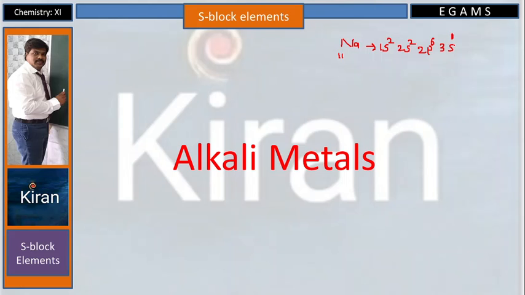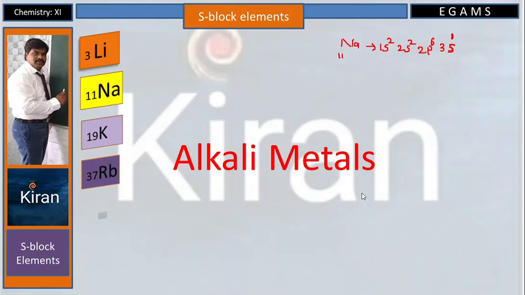Based upon last electron, all the elements are classified into 4 blocks: S block elements, P block elements, D block elements and F block elements. So here, when the differentiating electron enters into S orbital, such kind of elements are known as S block elements. Our topic is alkali metals: lithium, sodium, potassium, rubidium, cesium and francium. These elements belong to the long form periodic table in first A group. Because the last electron is present in the S orbital, all belong to S block.